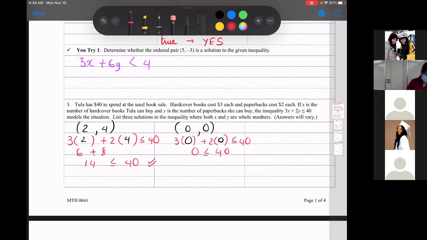Yes, right. Someone else pick a different one: 3 and 5. So you buy 3 hardcover and 5 paperbacks. 9 plus 10, which is 19, is less than or equal to 40. Good. All right, somebody can pick something different, it doesn't matter, as long as it is less than or equal to 40. I'll give you a moment to copy that down.